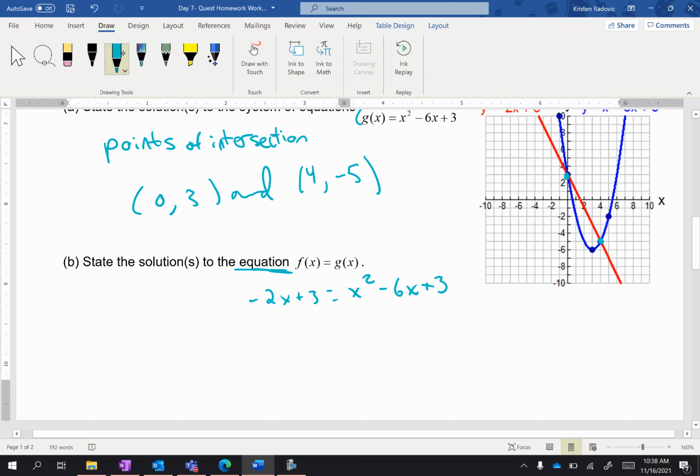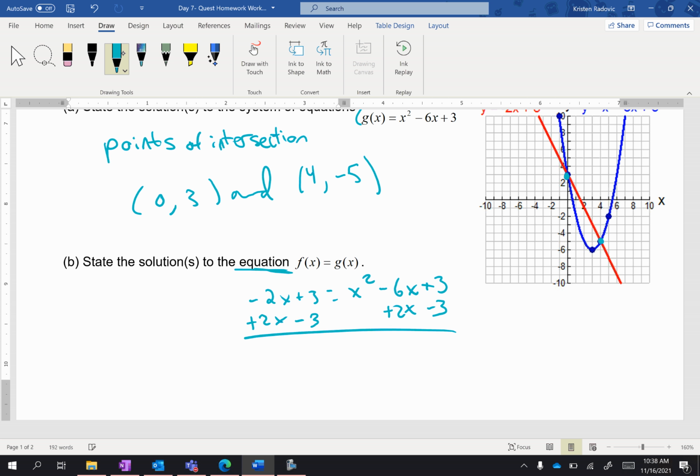Now you guys know how to solve equations. This is one equation, the left equals the right. We have to set it equal to 0 if we wanted to solve. So I'm going to bring over the 2x, and I'm going to bring over the 3. And if I were to do that, I'm going to get x squared minus 4x. And you can factor this by GCF. So I'm going to get x times x minus 4. And that's going to give me 2 answers, x equals 0 and x equals 4.